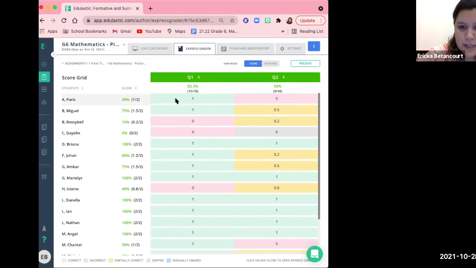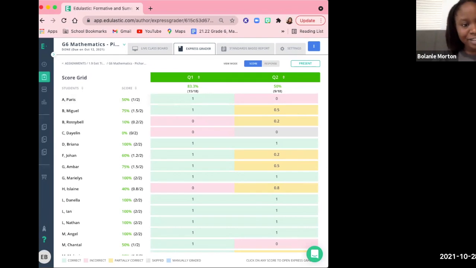So I'm going to share my screen and we're going to look at today's exit ticket. So looking at this data, what stands out to you? Question number one looks great. 83%. I think our students are really getting it. Yeah, and on the opposite end, question number two, the students didn't do so well on. There was definitely an issue there.